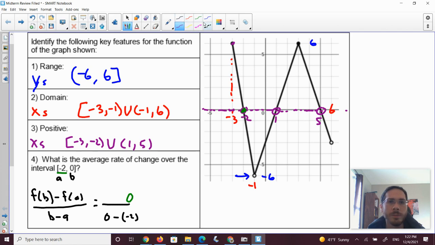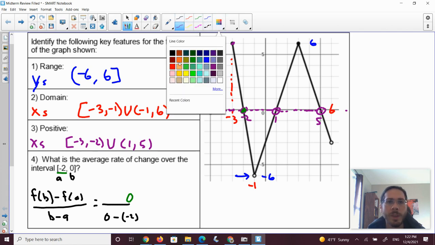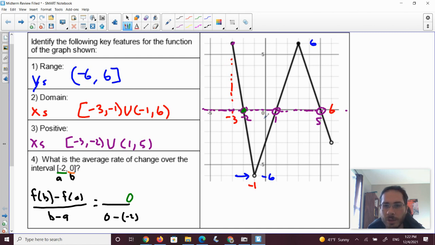I used all of them. We'll grab a new one then. So then for B, this is 0. So I need to find the y value at 0. 1, 2, 3. And that's at 0, -3. So I know I've got -3 for f of B.